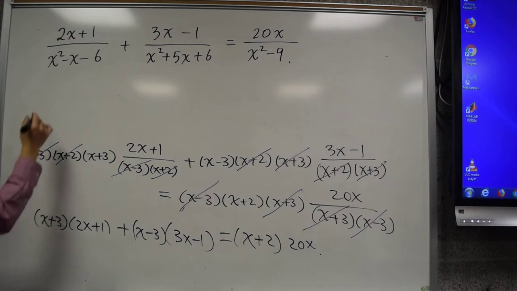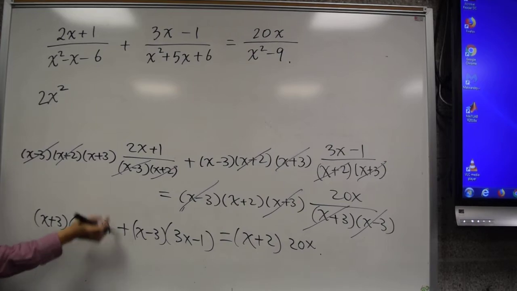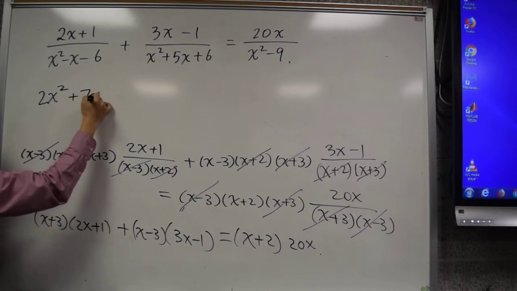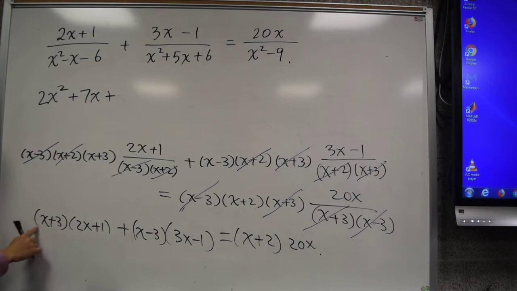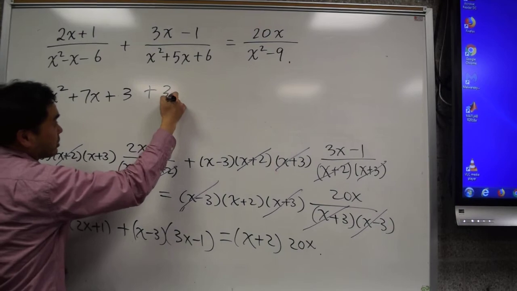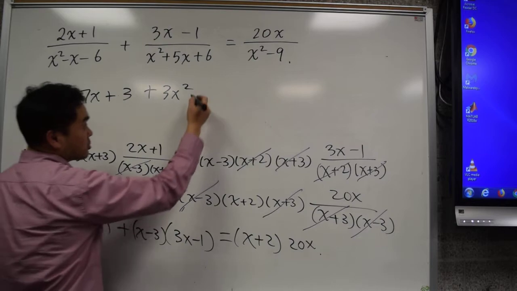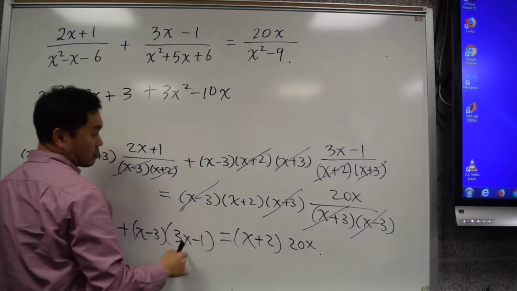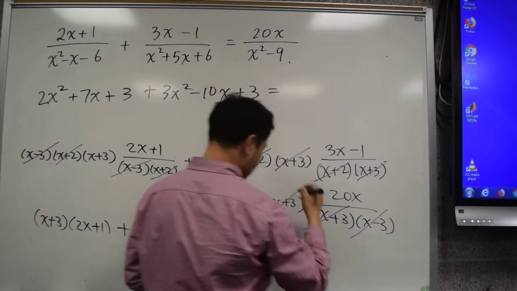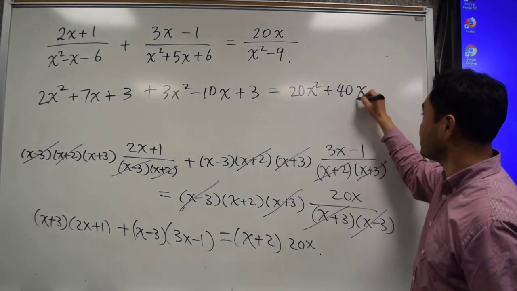All right, what's this? This is 2x squared. Inner is 6, outer is 1. 6 plus 1 is 7. I'm doing FOIL: first, outer, inner, and then last. 3 times 1, that's the last one, so that's 3. That's 3x squared. Outer is negative 1, inner is negative 9. Negative 9 plus negative 1 is negative 10. Plus 3. Here it's 20x squared plus 40x.